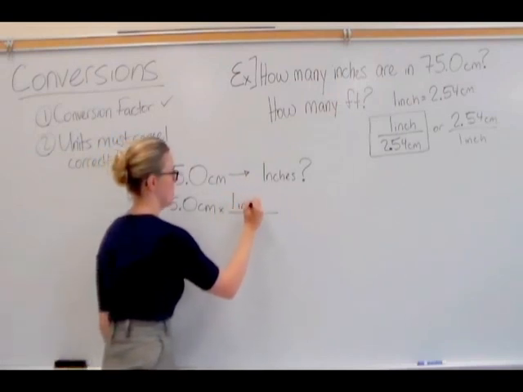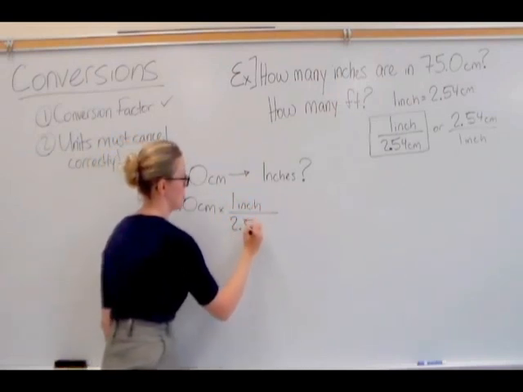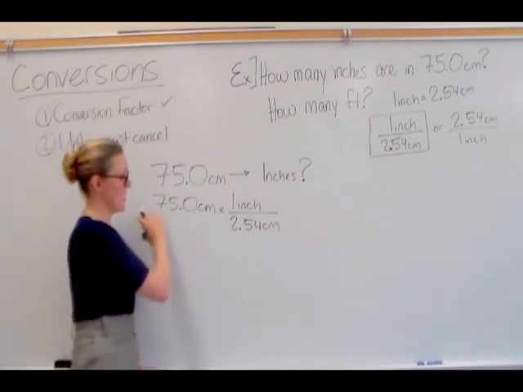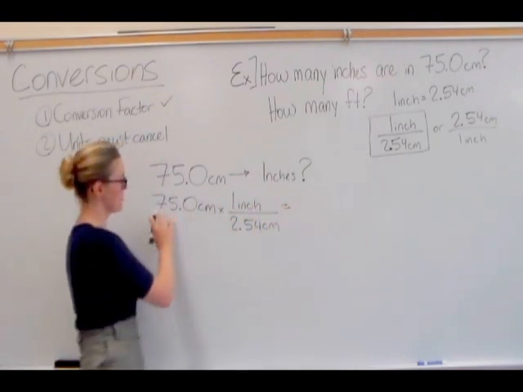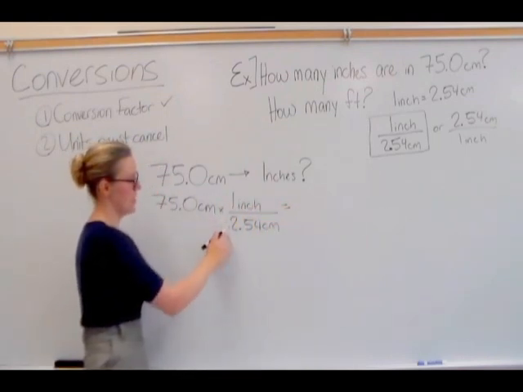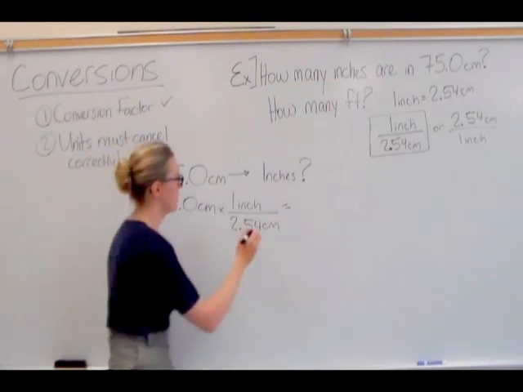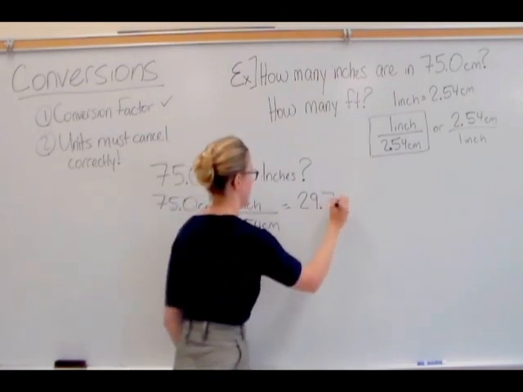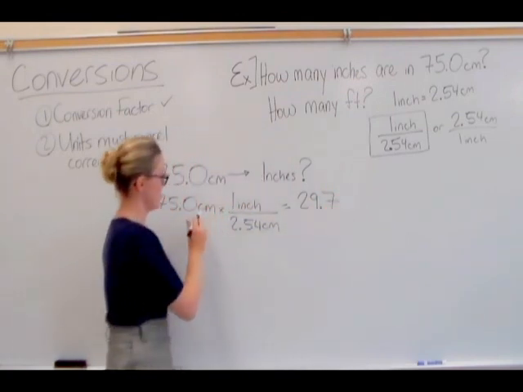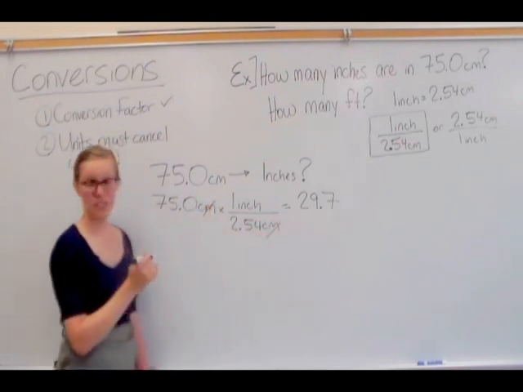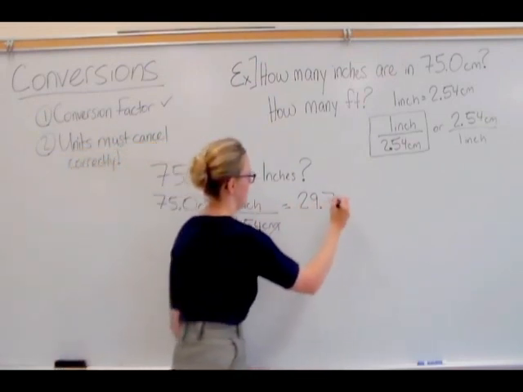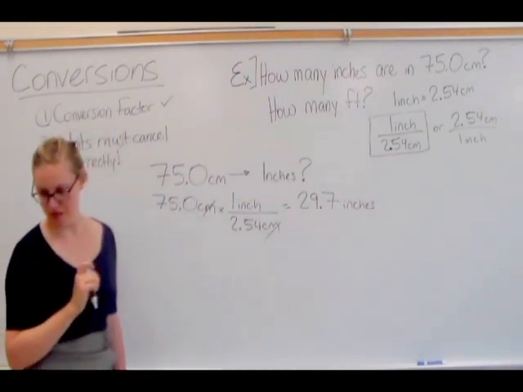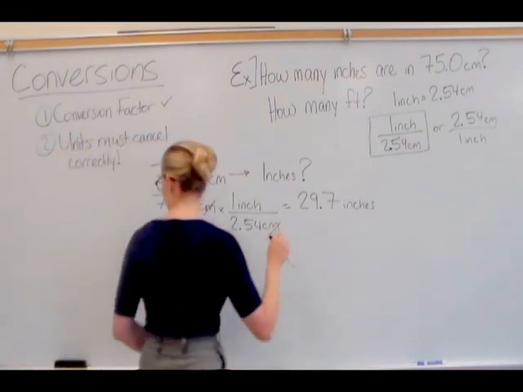So we say in 1 inch, or 2.54 centimeters. So now, if we multiply all of this out, we would say 75 times 1 divided by 2.54 is 29.5. And we can see here that the centimeters cancel, and then we're left with inches.